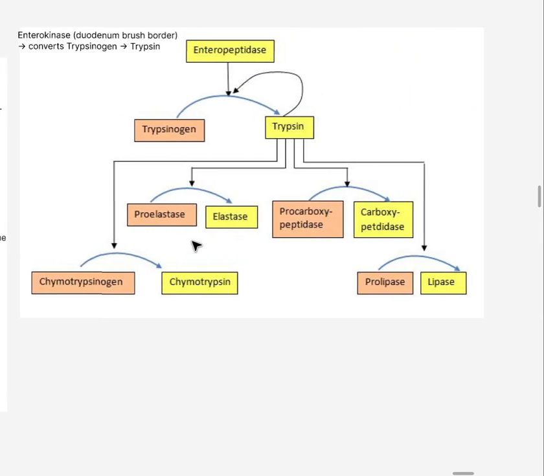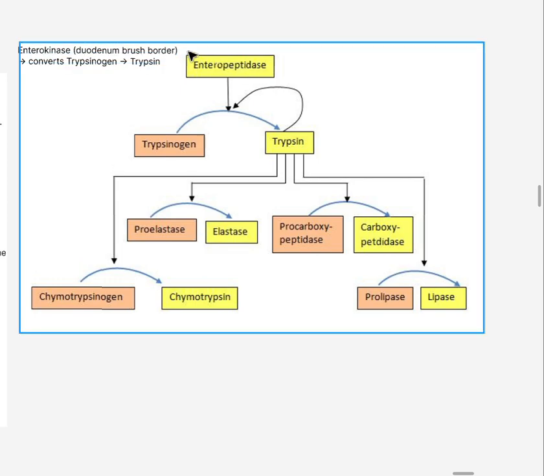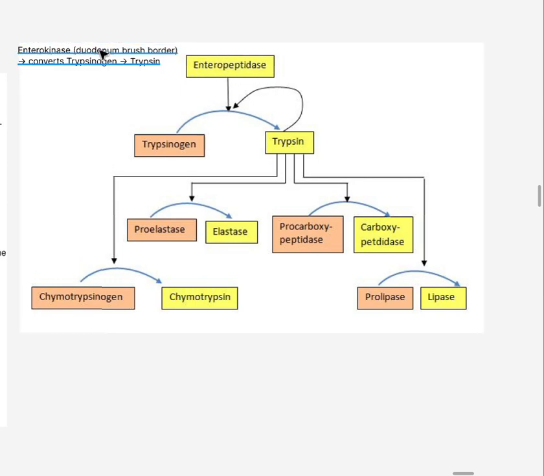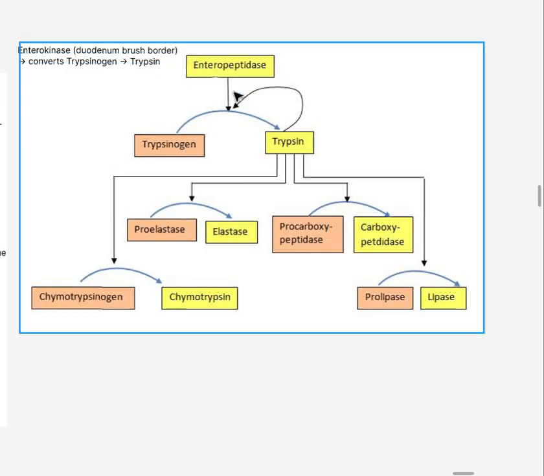And then we have our proteases. So this brush border enteropeptidase, this enterokinase or enteropeptidase in the duodenum brush border converts this trypsinogen into trypsin. And this trypsin converts more trypsinogen into trypsin. It's a positive feedback loop. And then you have all these separate precursors, chymotrypsinogen being converted into chymotrypsin, proelastase converted into elastase, procarboxypeptidase being converted into carboxypeptidase, and prolipase being converted into lipase.